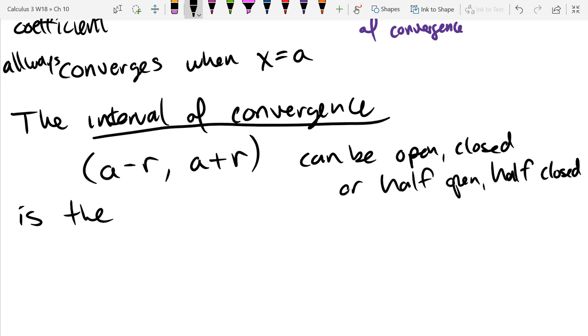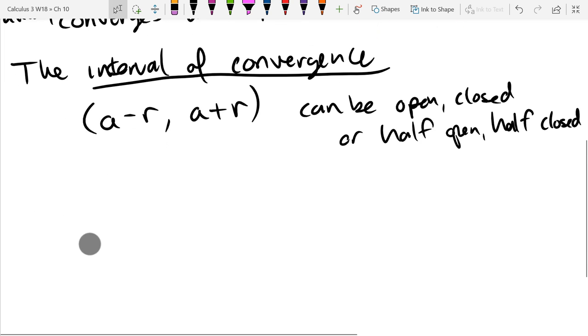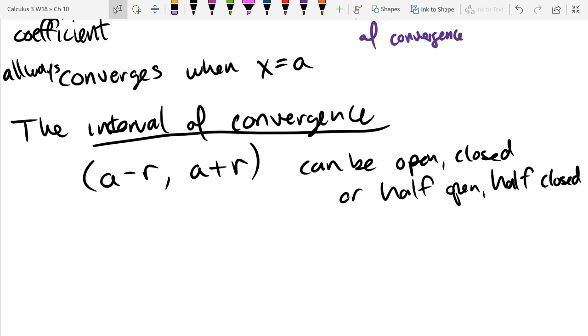What it says is that if you're referring to the parentheses... Oh, I haven't finished that thought yet. I haven't really defined it yet. I just said what it can be. All right, it can be open, closed, half open, half closed. So what I'm going to do is kind of cheat and just write these endpoints just to signify it could be parentheses, could be square brackets.